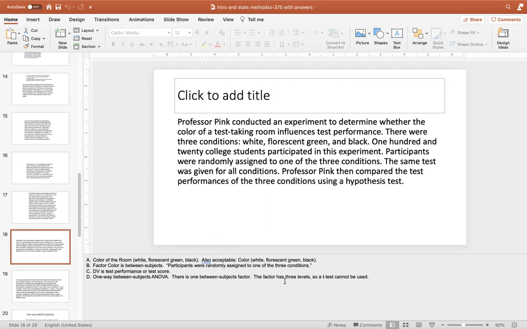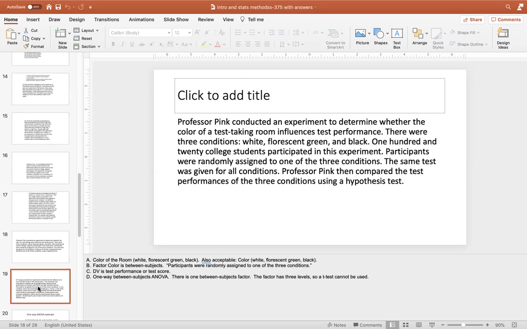Once again, the most amount of conditions, most amount of levels that can be in a factor, if you're going to use a t-test, is 2. This research design has 3 levels in the factor. Therefore, you have to use an ANOVA, not t-test. The factor here is between subjects. Therefore, we're using a one-way between subjects ANOVA.